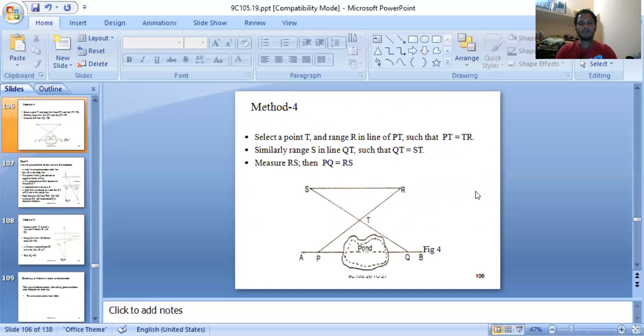We'll discuss another method. Select a point T and range R in line of PT. P and Q are 2 points on either side of the pond. But PT is equal to TR. Similarly, range S in line QT such that QT is equal to ST. Measure RS, which gives us PQ. So this is a property of similar triangles where the apex is the same for two triangles. By using the property of similar triangles also, we can measure the obstructed length PQ.